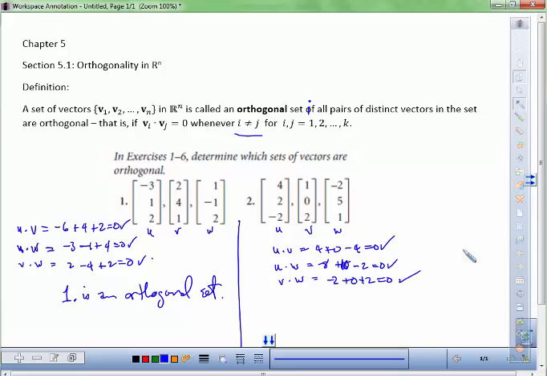If it equals anything else aside from 0, then you just stop wherever that happened and say this set is not orthogonal. That's plus 10. This is orthogonal.